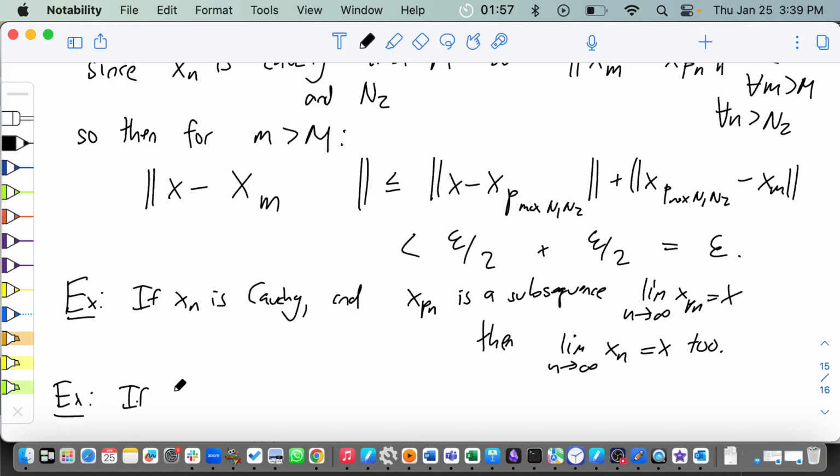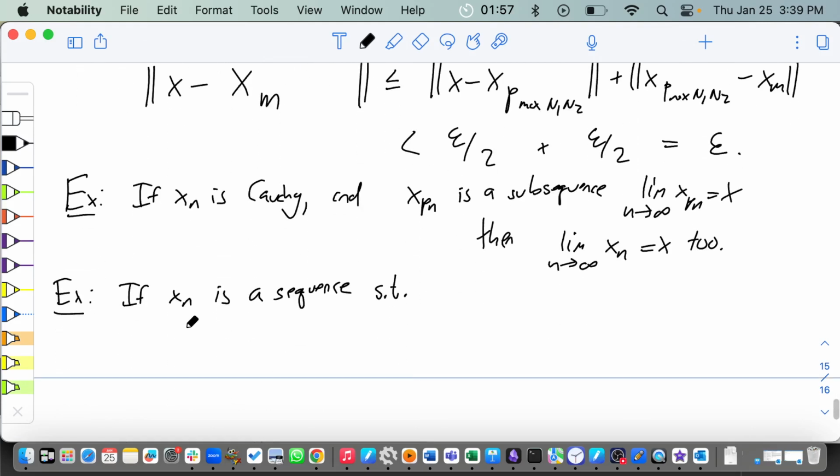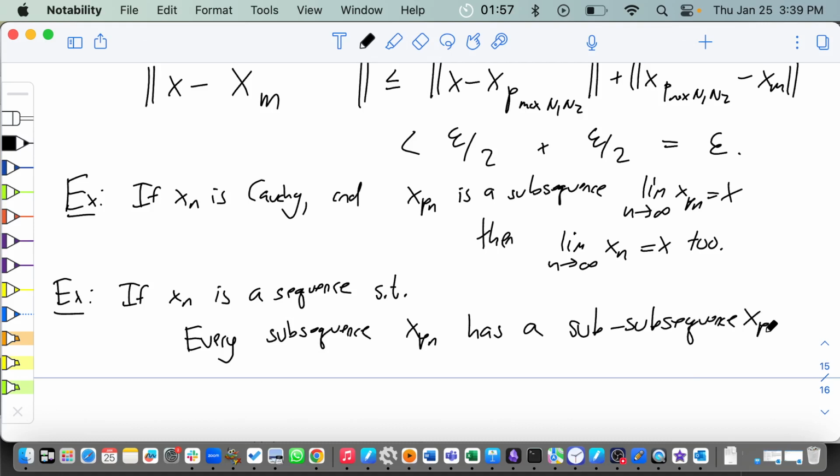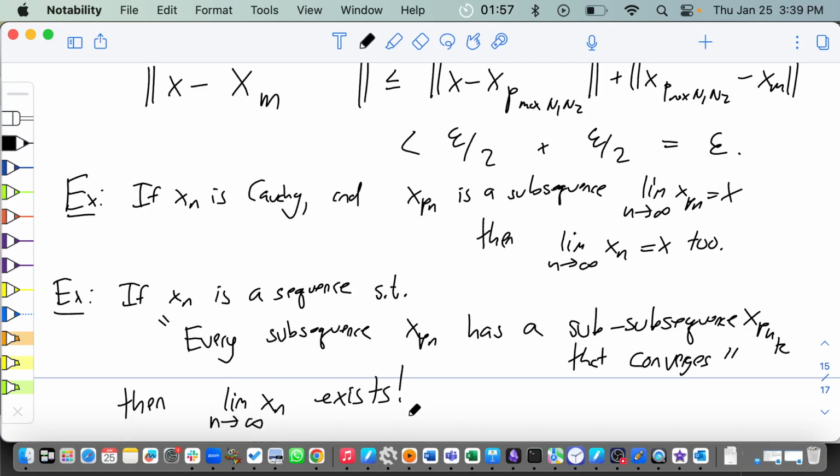Here's another one. If x_n is a sequence with the following property, such that every subsequence x_{p_n} has a subsequence x_{p_{n_k}} that converges. Okay, so that's a property. So if x_n is a sequence with this property, every subsequence has a convergent subsequence. Some sequences don't have this property. But if x_n is a sequence that has this property, then the limit as n goes to infinity of x_n exists. It's convergent as well.